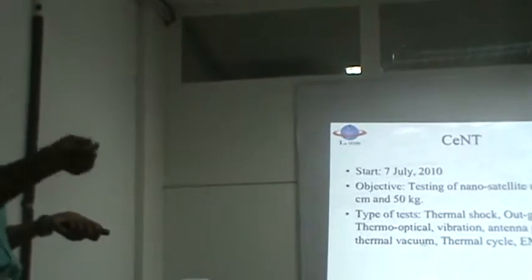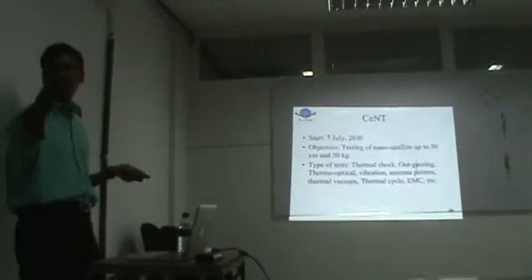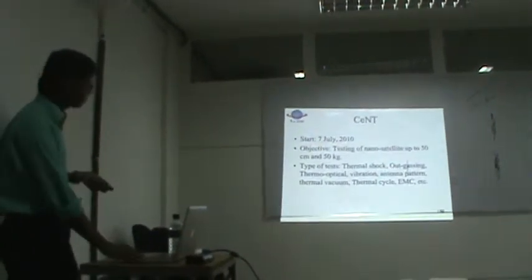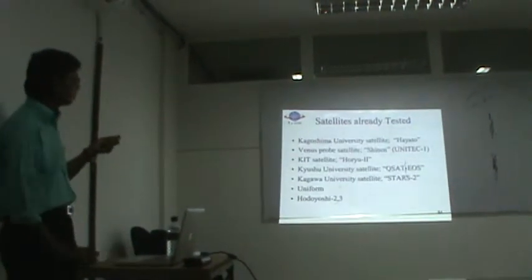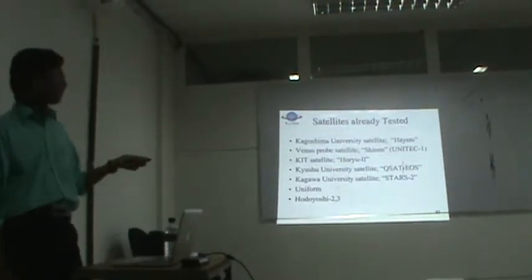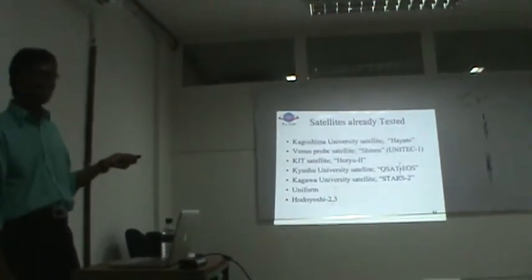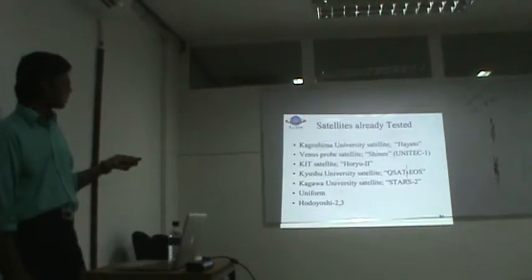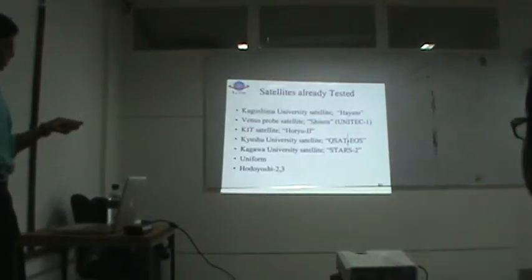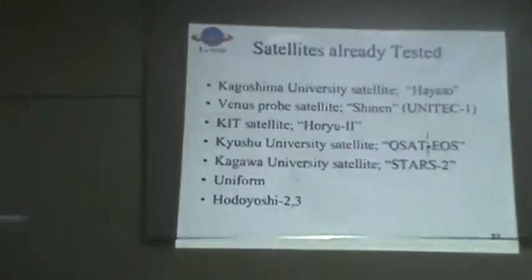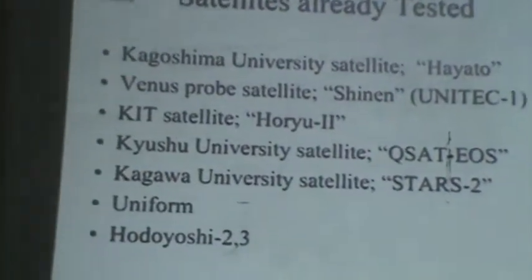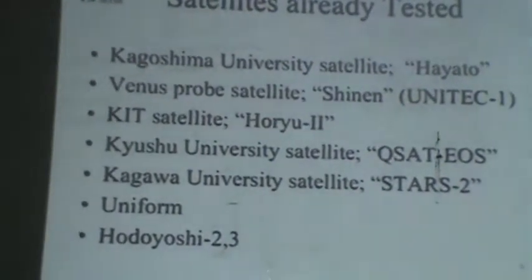And you get some leaflet, right? So you can see many pictures over here. And so far we tested many satellites. One is the Kagoshima University satellite, Venus probe satellite, KIT satellite ROBU, Kyushu University satellite, Kanagawa University satellite. Those satellites have been tested in our center.